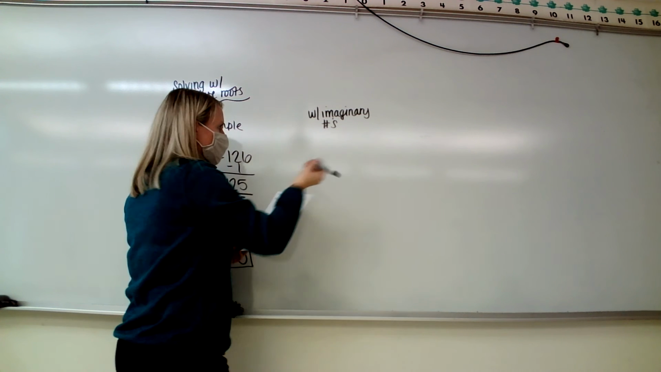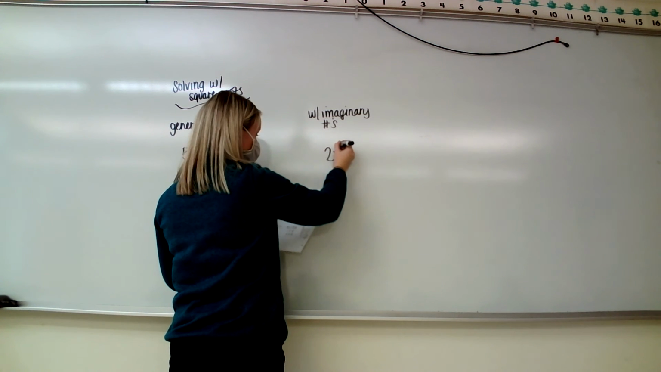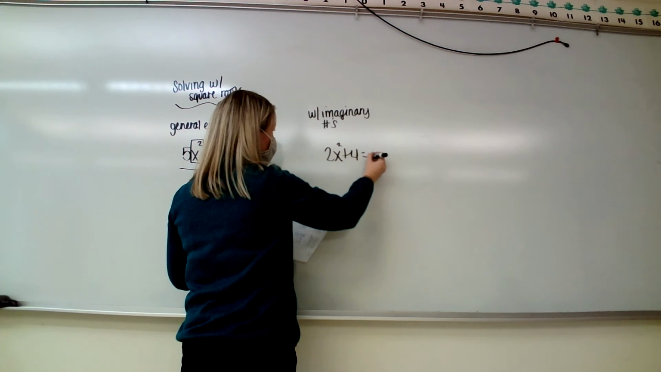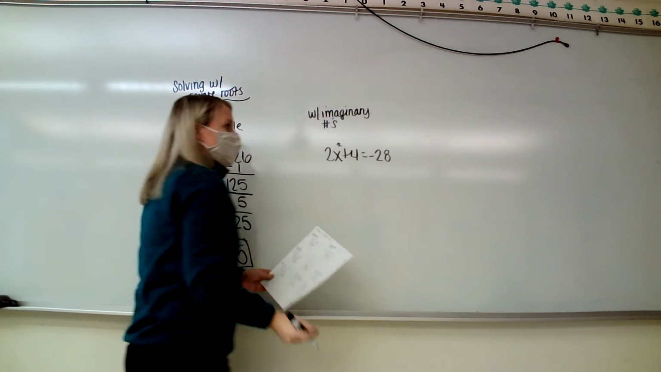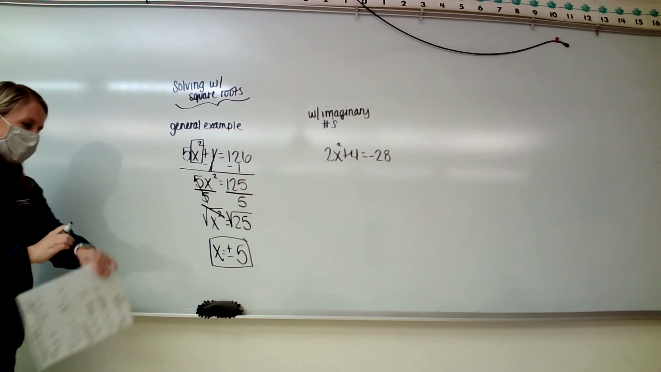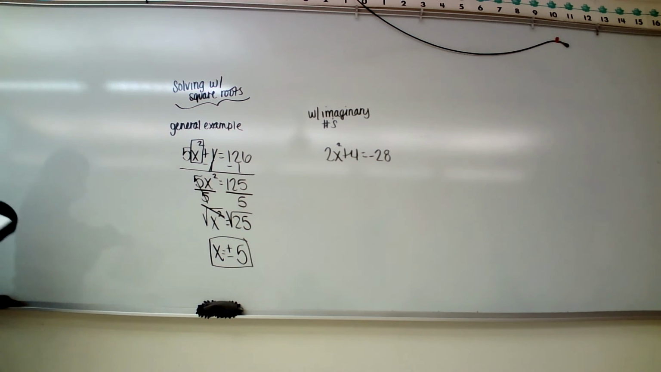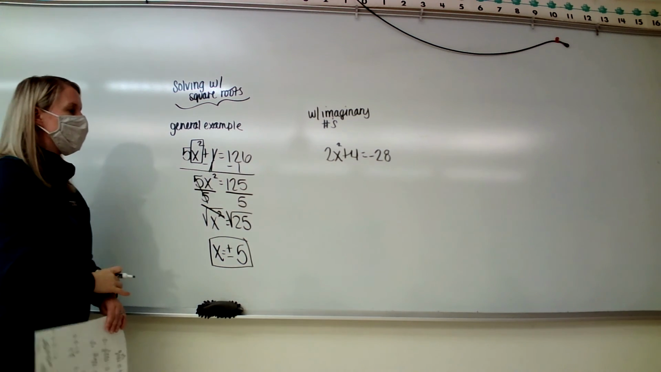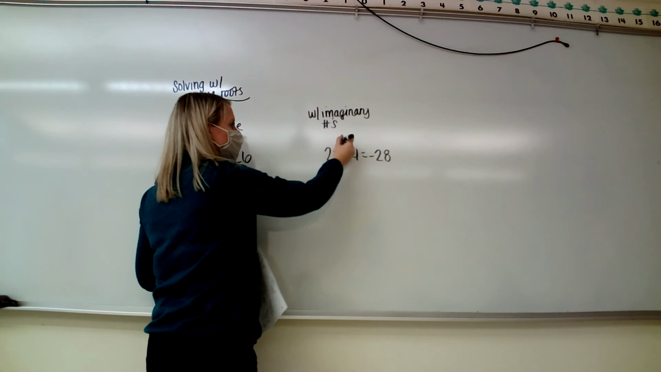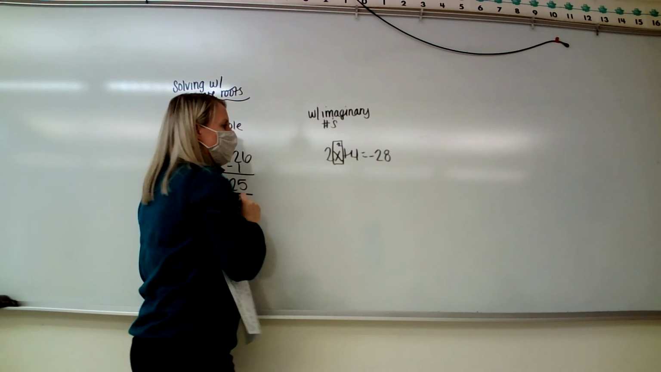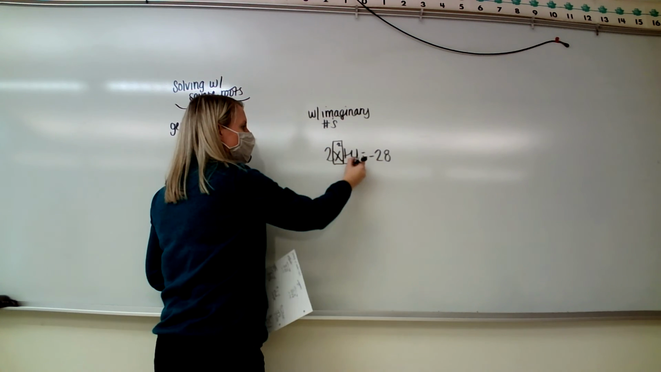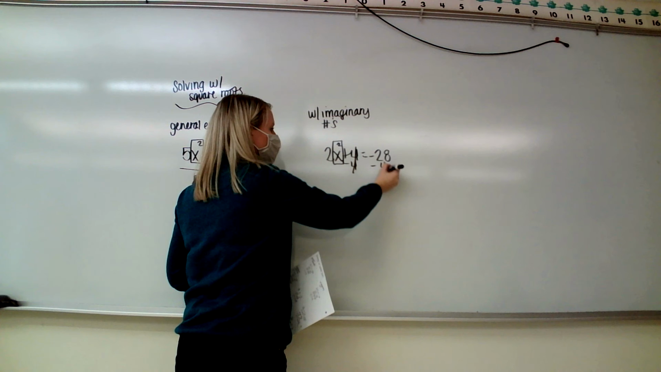So with imaginary numbers, you'll have something like this. Now it's going to look exactly the same. So that's the thing about these, you're kind of going, I don't know what the answer is going to be, so you just do your best. The idea is the same. We want to isolate this x squared before we can take the square root. So I'm going to subtract 4.